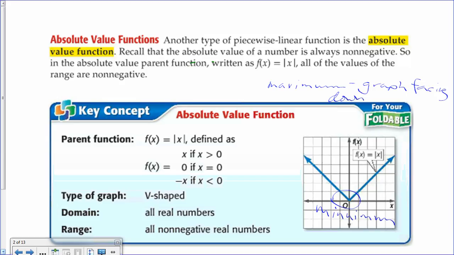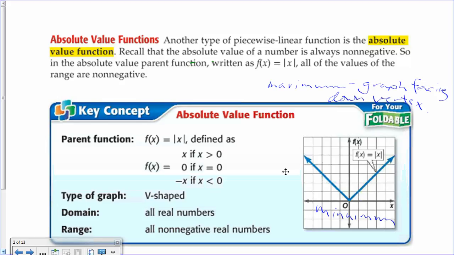What's going on? Graph facing down, so the vertex is called a maximum. That's the top point. Everybody clear on that? Okay, now, can you tell me on this parent graph what the slope is?